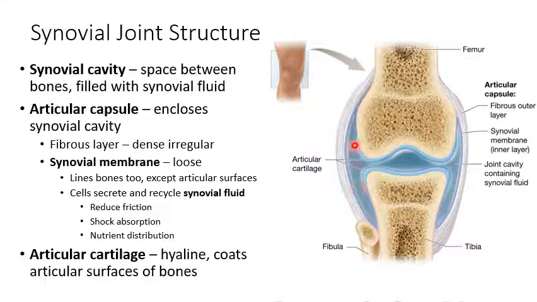The synovial fluid is made by the synovial membrane, which is the innermost layer of the articular capsule. The synovial membrane also coats the surface of the bones where they are protruding into the articular capsule, with the exception of the actual articular surfaces of the bones that are coated with articular cartilage, which is hyaline cartilage, by the way, to reduce friction. So of course that articular cartilage is reducing friction there. The synovial fluid itself is also reducing friction between the bones in the joint, absorbing shock for them and distributing nutrients to those interior structures.